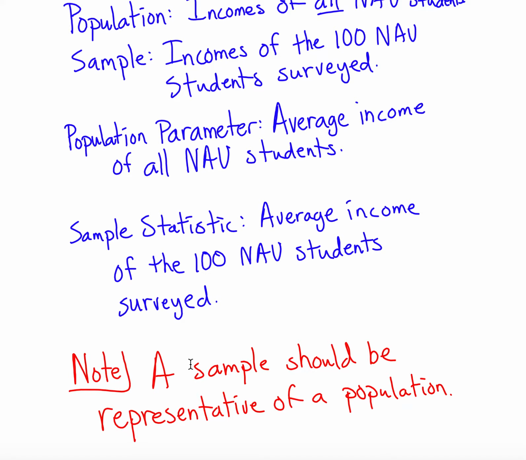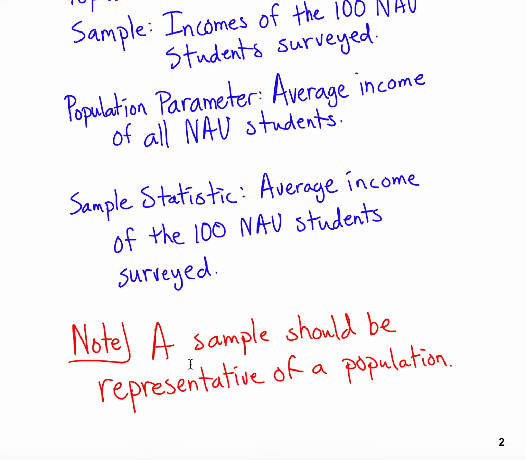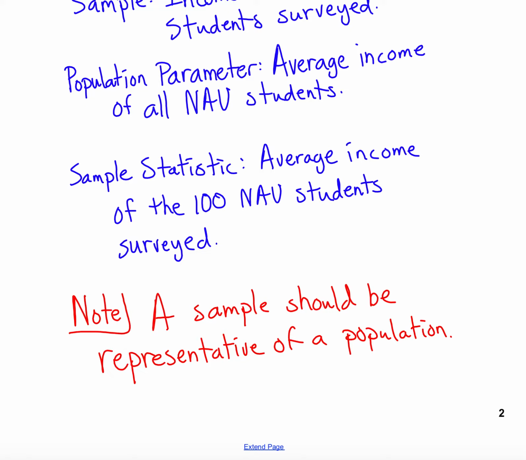One thing to note is a sample should definitely be representative of the population. So if you want to find out the average income of all NAU students, your sample would be 100 students, but that wouldn't be the first 100 students you met going into the union at the school. Some of them may not have an income. If you do it at a certain time of day, the people who are working are at work, and so you would only be catching students who may not work or have different types of jobs. So you want to actually get a representative sample. We're going to talk about how we collect samples. That's our next thing.